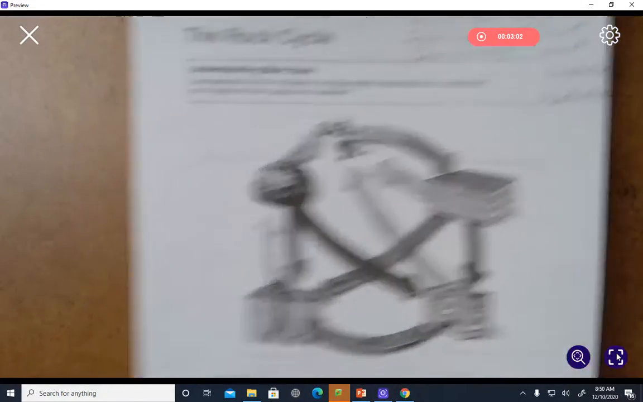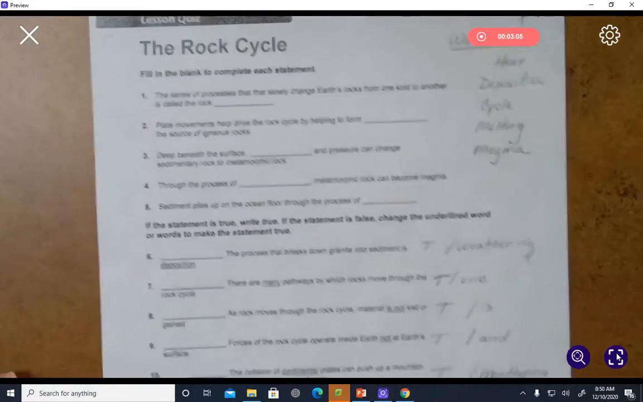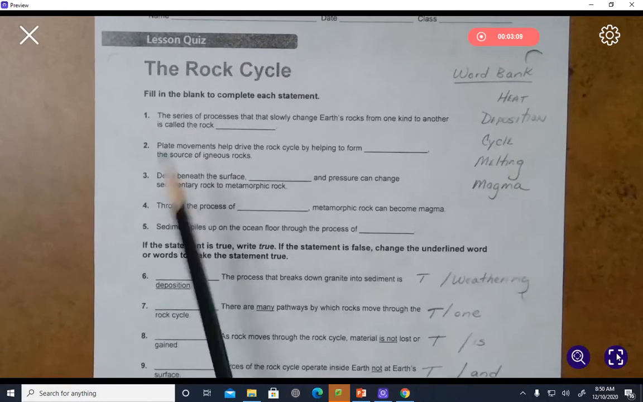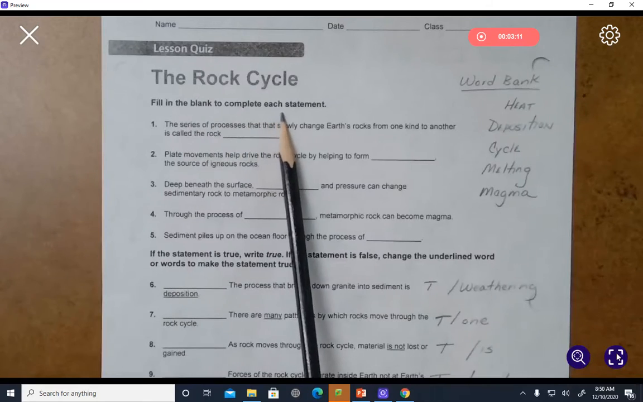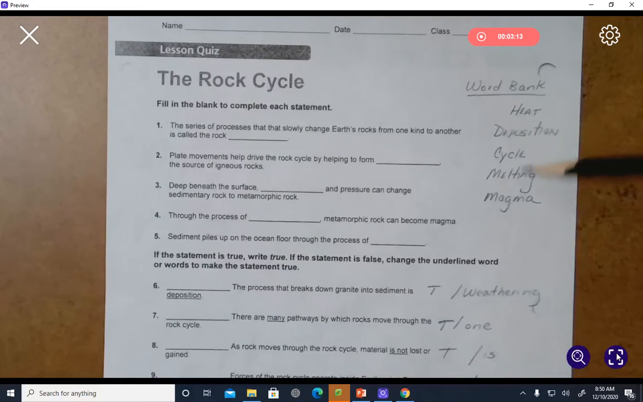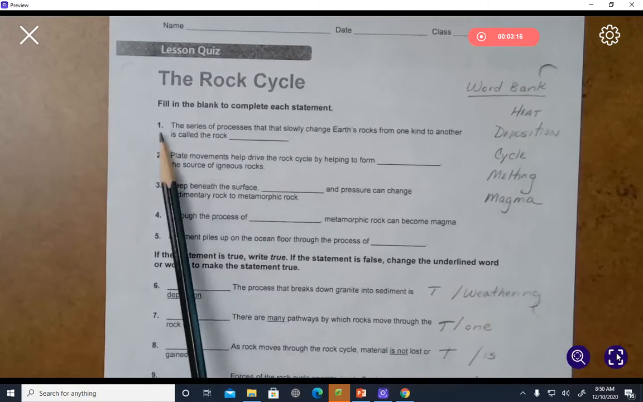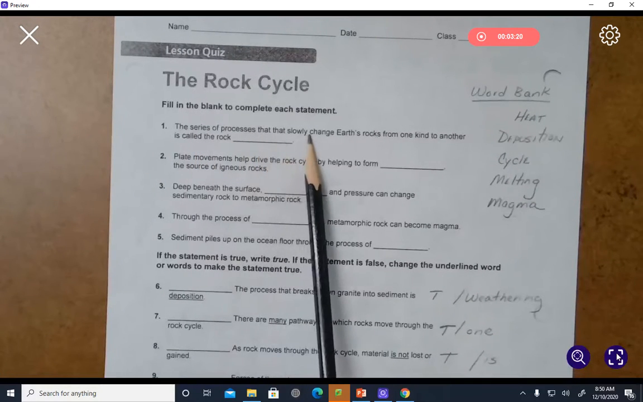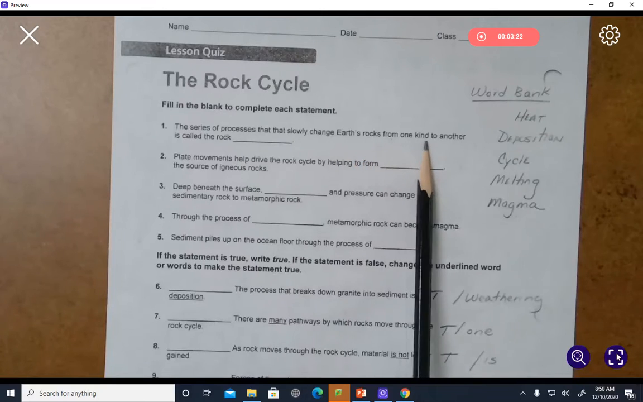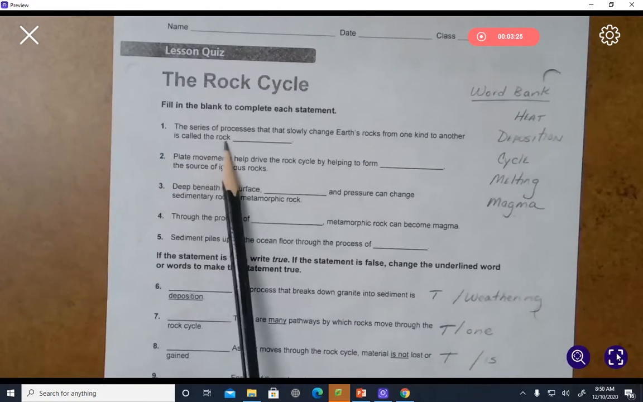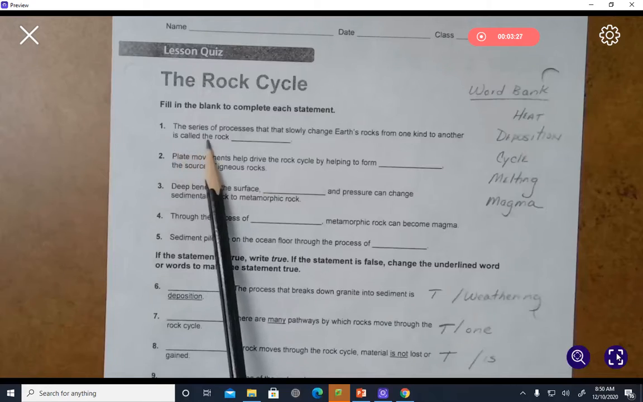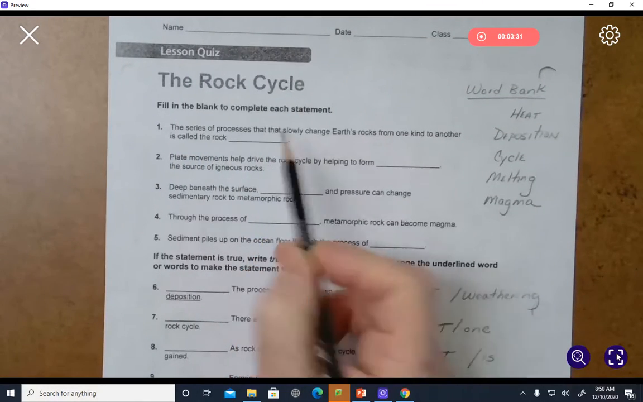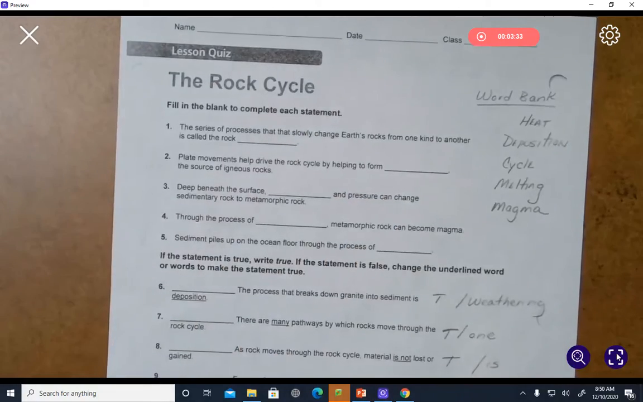Okay, I'm going to flip it over now. Remember, you can feel free to pause the video and get an answer. Fill in the blank to complete each statement. Here is your word bank. Number 1, the series of processes that slowly change Earth's rock from one kind to another is called the rock what? Okay, it's funny that they have 2 of these in here. I'll have to fix that.